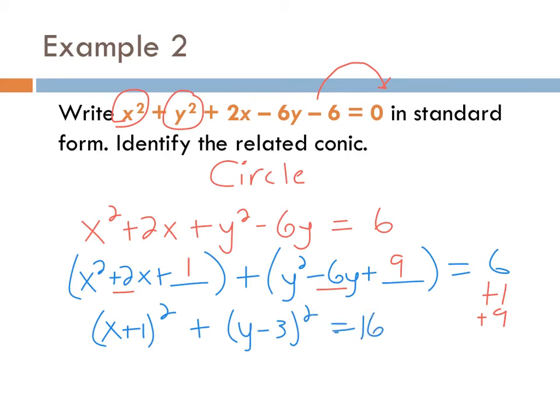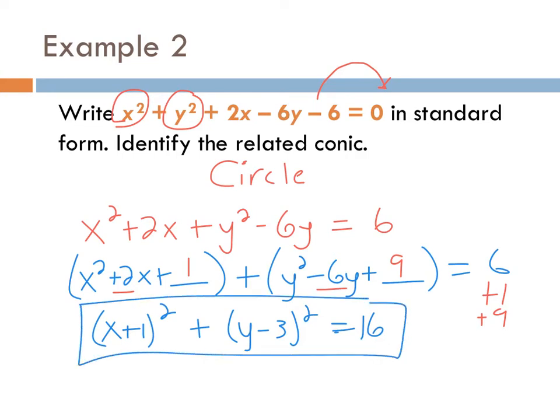And remember, for circles, we want to stop right there. But for an ellipse, if this was our setup, then we want to divide by 16 on each side. But since this is a circle, we want it to equal the radius squared, where now you can identify the center looks to be at -1, 3, and then the radius is the square root of 16, which would be 4.